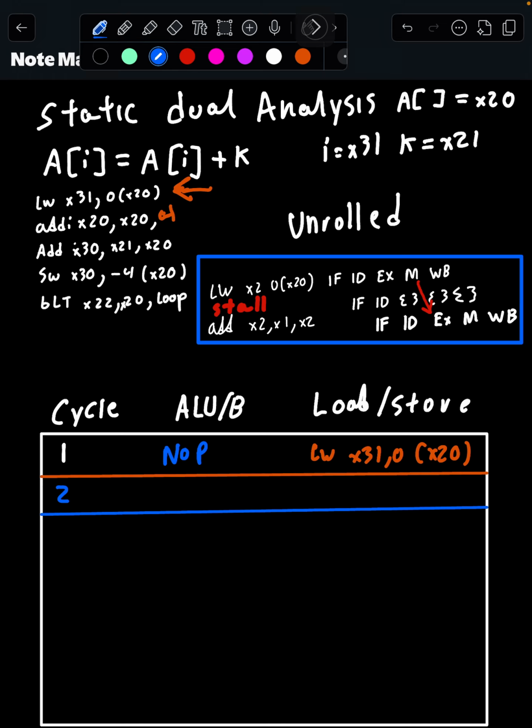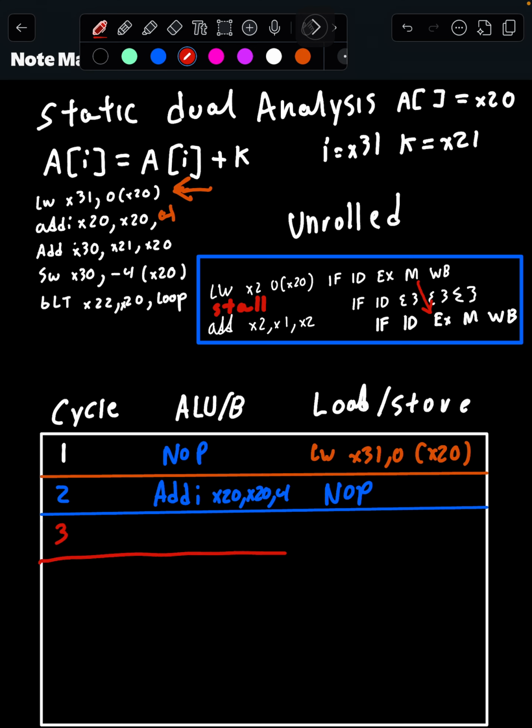Now for cycle 2, are we able to do the operation? The answer, yes. But do we have another load or store operation ready right now to start? Because we would start with that. The answer is no, we don't have one. So we write no operation for our load and store. And then we go over here to the ALU and we're able to do an add. So we write that down. We're able to do the add I x20 x24.